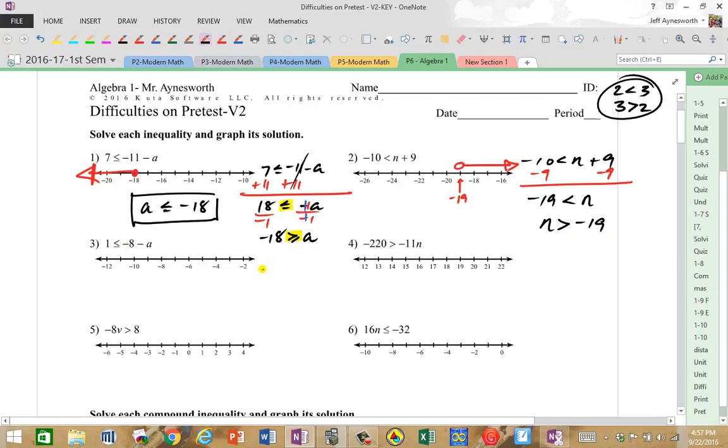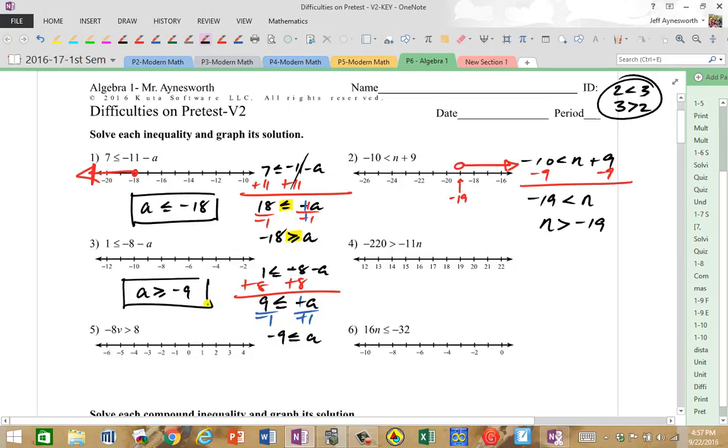Okay, so 1 is less than or equal to negative 8 minus a. Well, once again, just like the previous one, I want to add the opposite. So let's do that. 1 plus 8 is 9. That's less than or equal to negative a. I divide by negative 1 to cancel out the negative coefficient. Notice that they cancel here. A negative divided by negative is a positive. And I get negative 9 is less than or equal to a. And if that's the case, a is greater than or equal to negative 9.